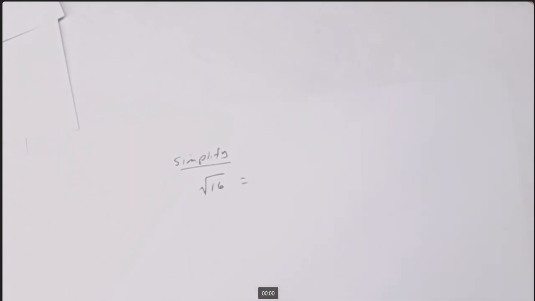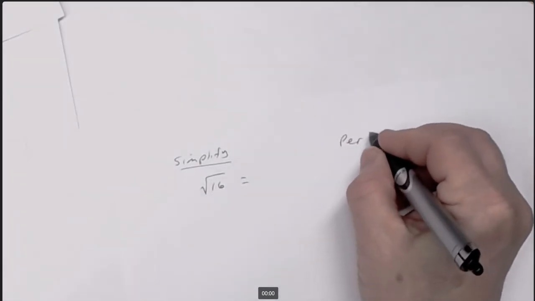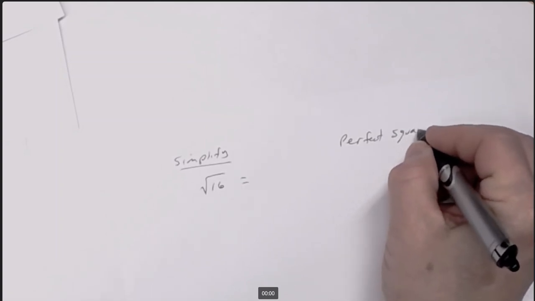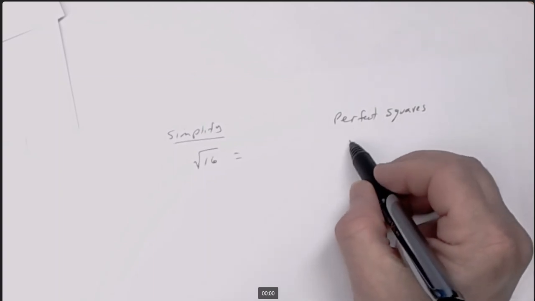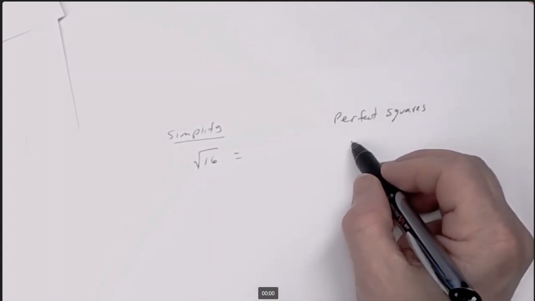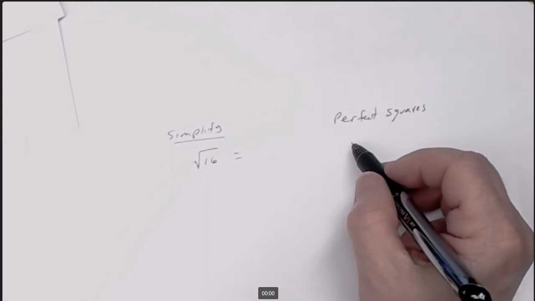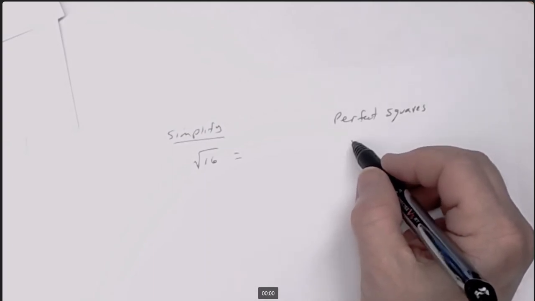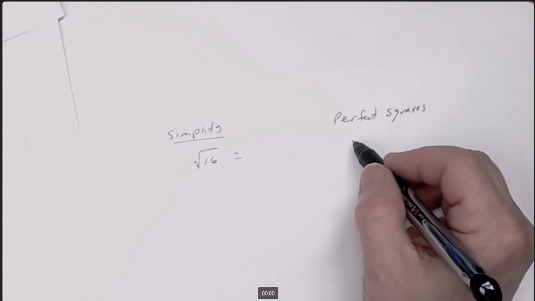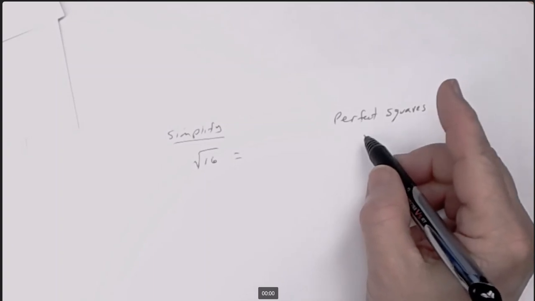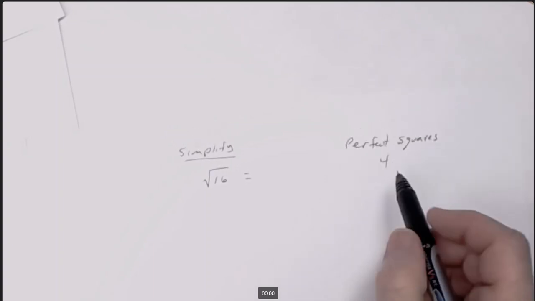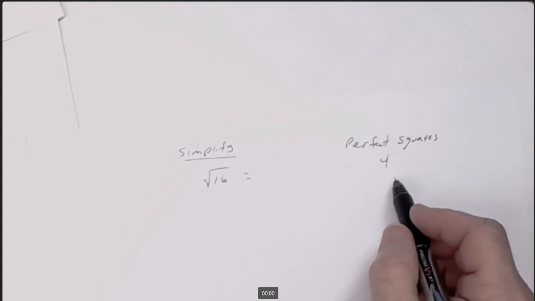So the idea of perfect squares. When you think about square roots and simplifying square roots, you think of perfect squares. So the smallest perfect square, what do you think that number is? What's the smallest perfect square? 2 is not a perfect square. Anyone else? 4 is a perfect square. I agree. 4 is a perfect square because the square root of 4 is what? 2. So when I square 2, I get 4. So 4 is a perfect square.